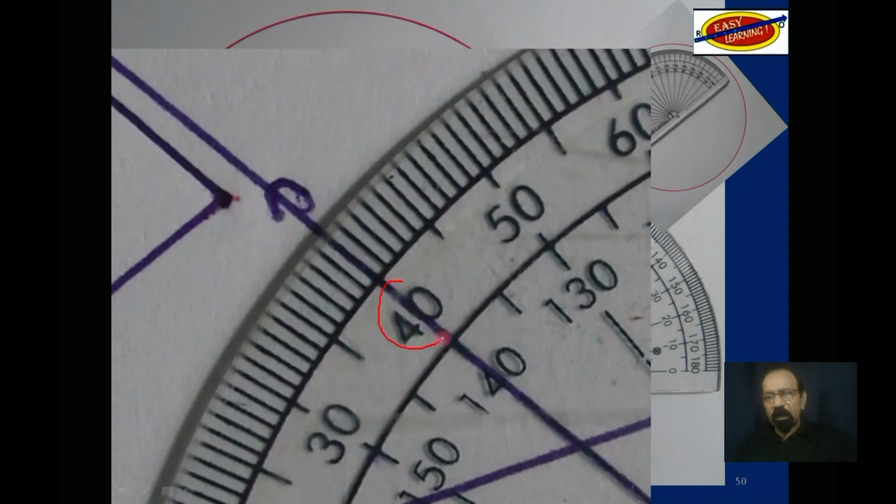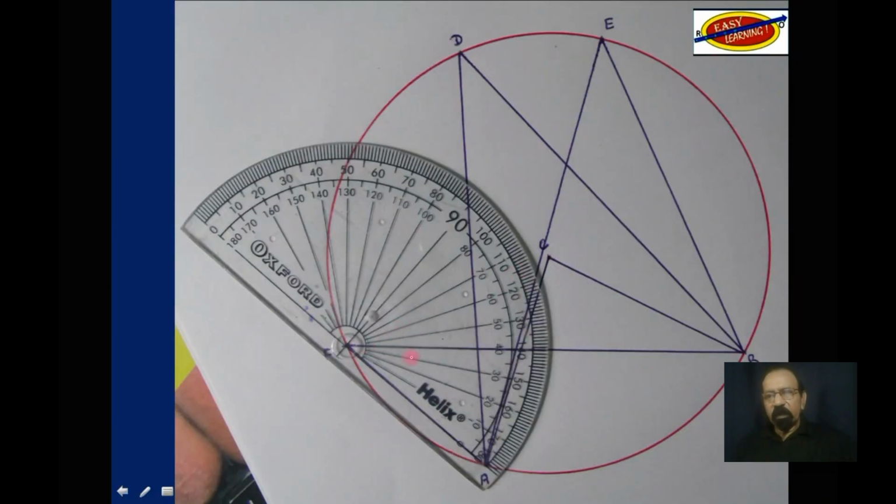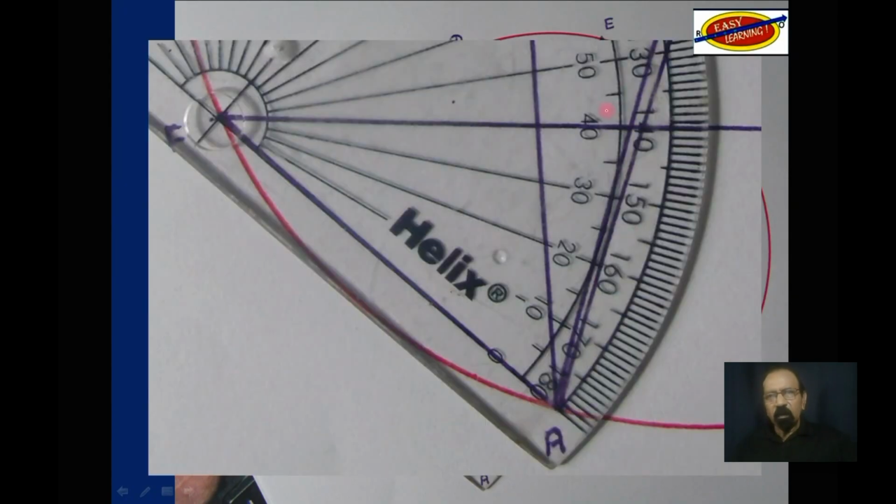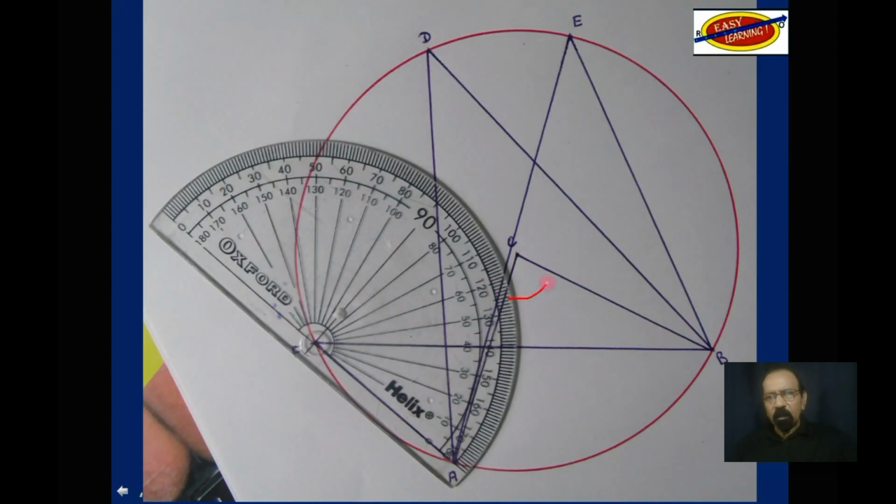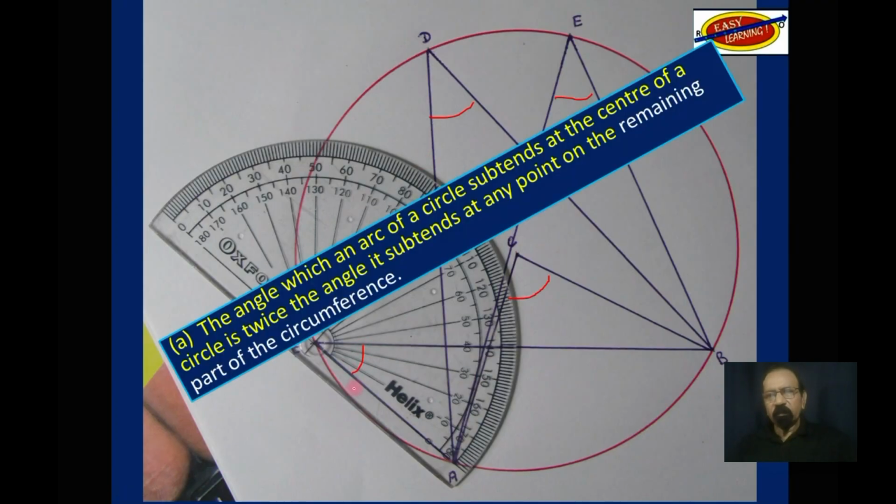That there is 40, as we can see here. And you could do the same thing for this angle out here. So remember, that one was 80, that one is 40, that one is 40. This one will also be 40 here, as you can see here. So 80, 40, 40, 40.